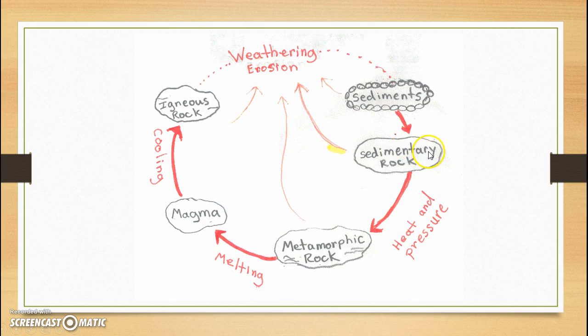Then sometimes sedimentary rocks can be pushed downwards, and with heat and pressure, they're turned into metamorphic rocks. Then through more extreme heat, these metamorphic rocks are melted and turned into magma. Metamorphic rocks can also make their way up towards the Earth's surface through erosion. And again, with erosion, we have sediments and sedimentary rocks.